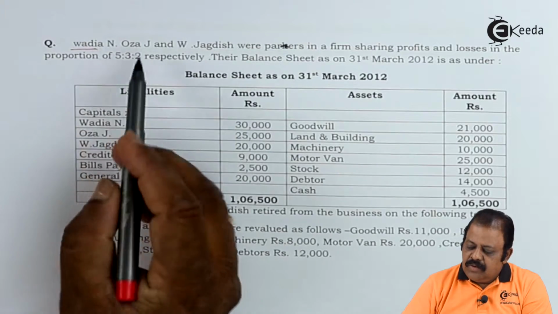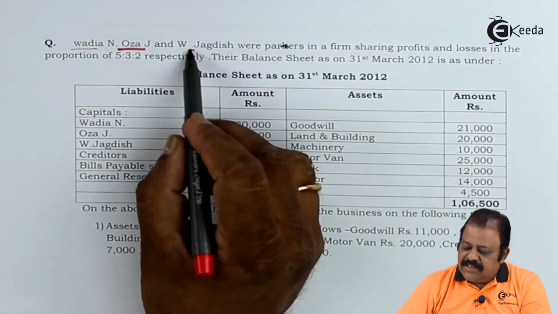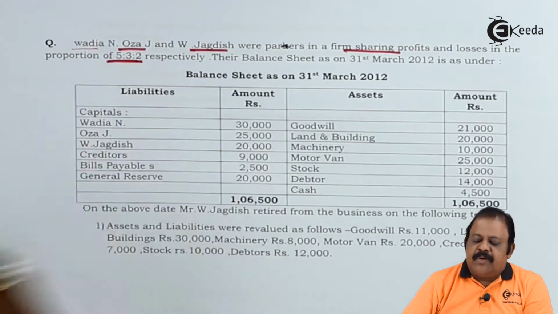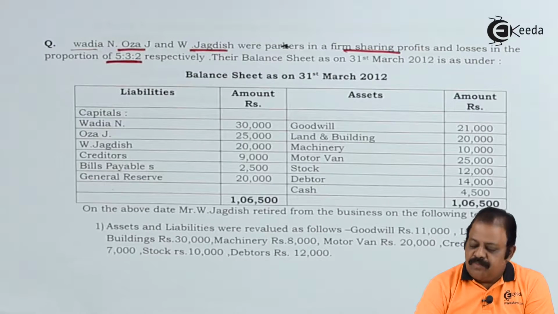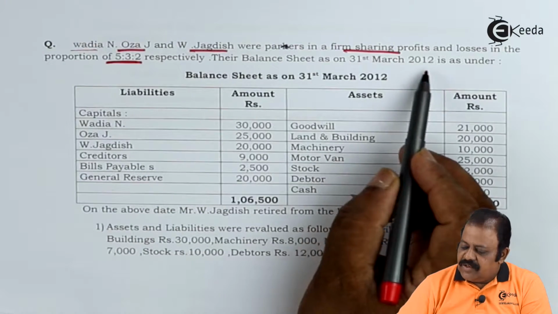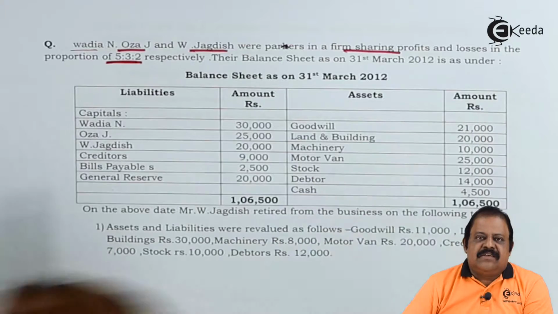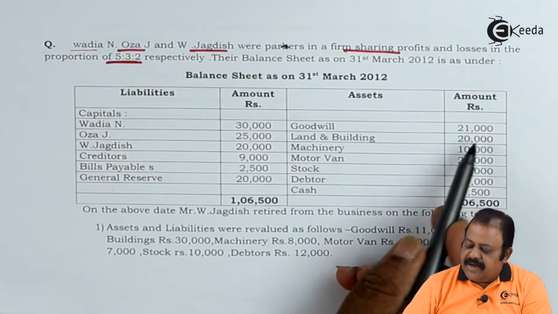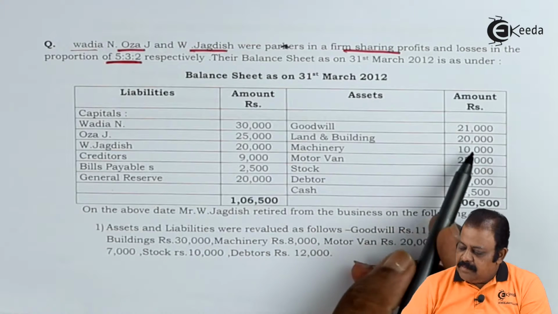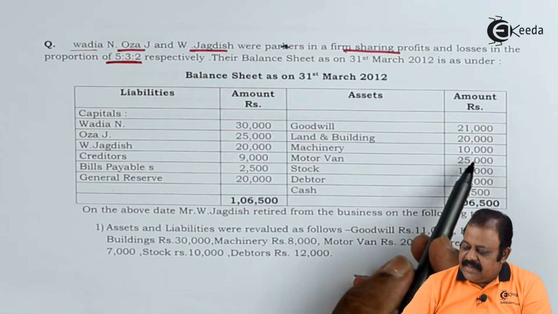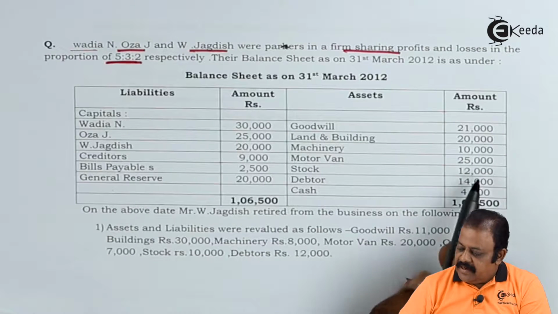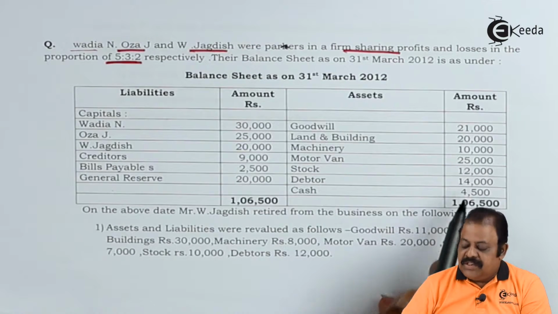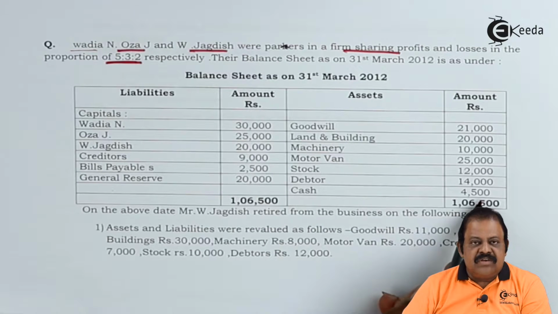Wadia, Oza and Jagdish are partners in a firm sharing profits and losses in the proportion of 5:3:2. Their balance sheet as on 31st March 2012 is as under. Asset side, we have goodwill 21,000, land and building 20,000, machinery 10,000, motor van 25,000, stock 12,000, debtors 14,000, cash balance 4,500.